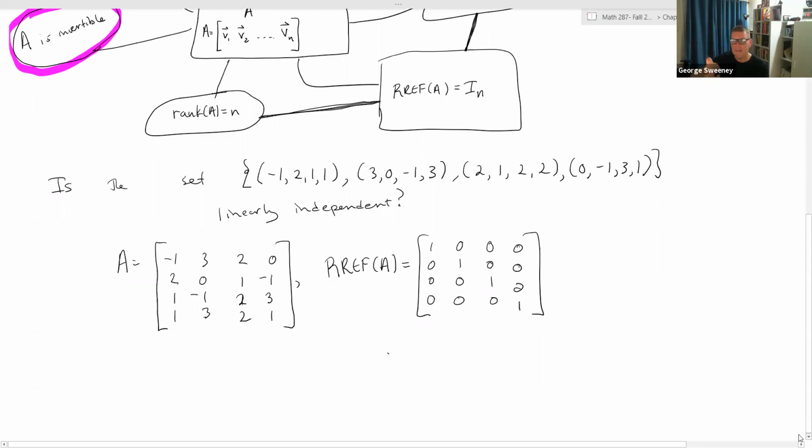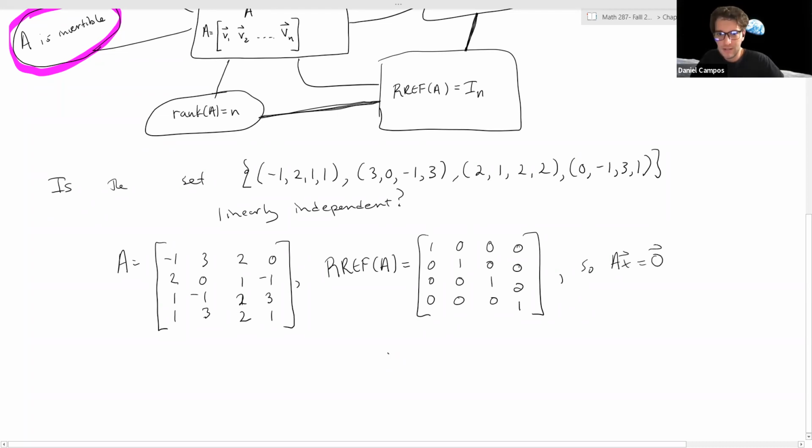So once I've gotten here, how do I show that the set is linearly independent? Would it make sense to say yes, because RREF of A is equal to I sub 4, so Ax = 0 has only the trivial solution by the IMT, which means the set is linearly independent. Okay, so absolutely true. We could totally do that.